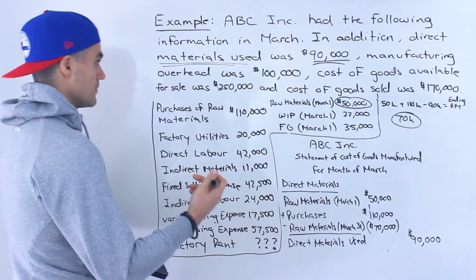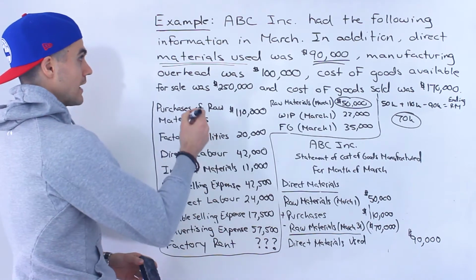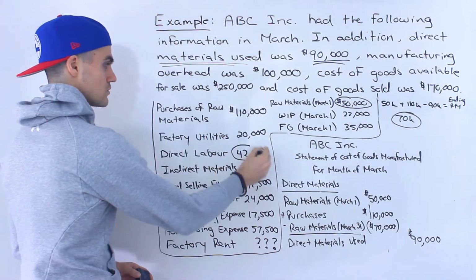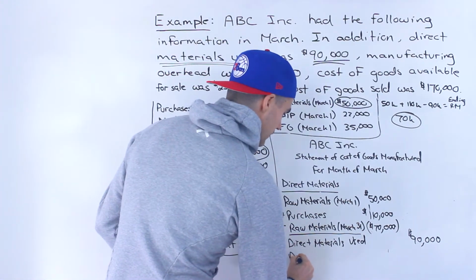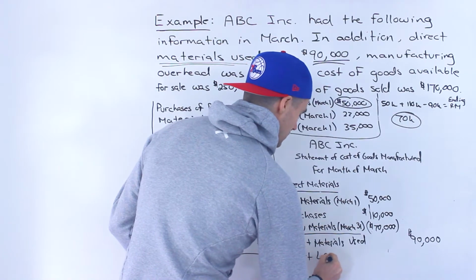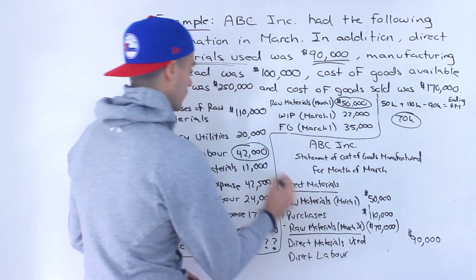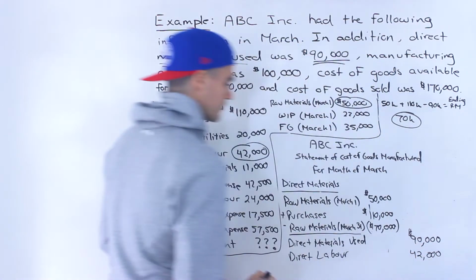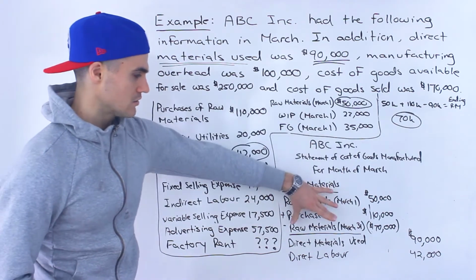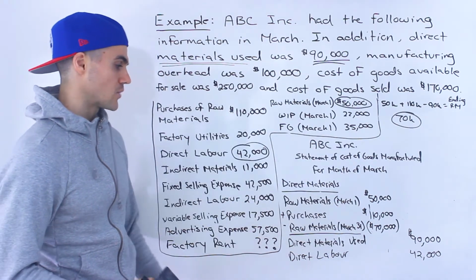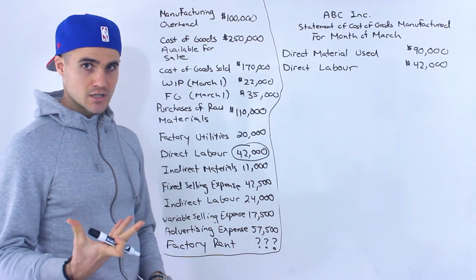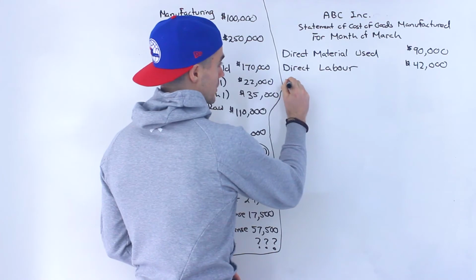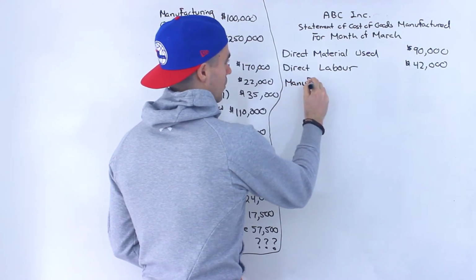So now what comes up is the direct labor, and direct labor, I believe we're given that. Yeah, we're given that here, 42,000. So next up on this statement of cost of goods manufactured would be the direct labor, and that would be 42,000. So that's going to be right there. Right, so we have the direct materials section, and now we have the direct labor. Now the next section on the statement of cost of goods manufactured is the manufacturing overhead.